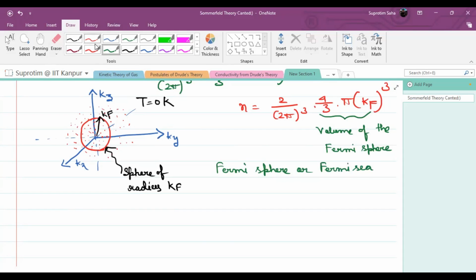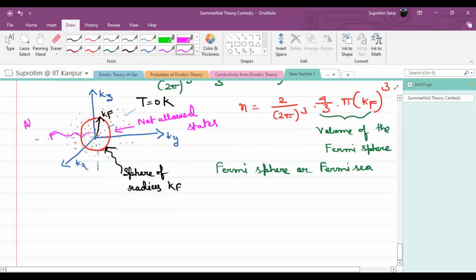So allowed states are only in this regime. Beyond this, it's not allowed. States are present beyond kF, but the allowable energy states are only within kF. So within the Fermi sphere, those are the only allowable momenta states, or energy states. From that, you can have the estimate of the Fermi wave vector.